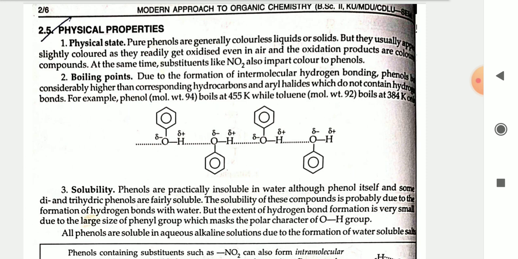Third is solubility. Phenols are practically insoluble in water, although phenol itself and some di and trihydric phenols are fairly soluble. The solubility of these compounds is probably due to the formation of hydrogen bonds with water. But the extent of hydrogen bond formation is very small due to the large size of the phenyl group, which masks the polar character of the OH group. All phenols are soluble in aqueous alkaline solution due to the formation of water soluble salt.